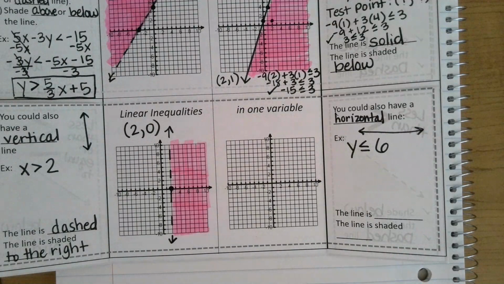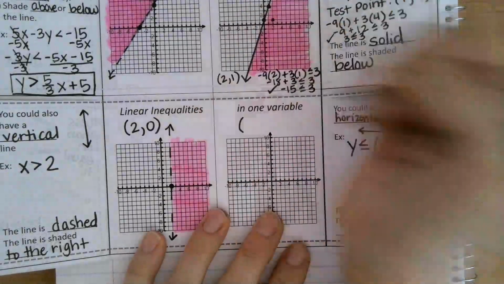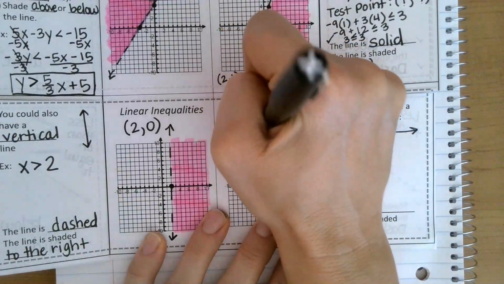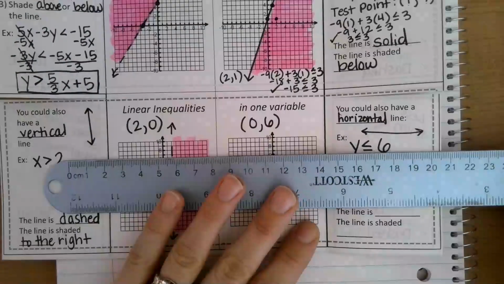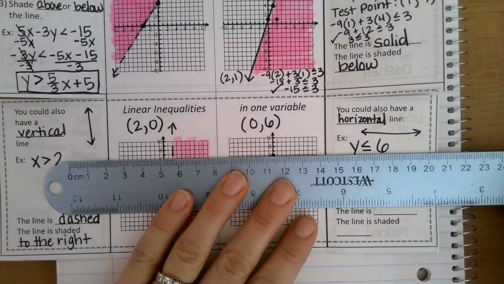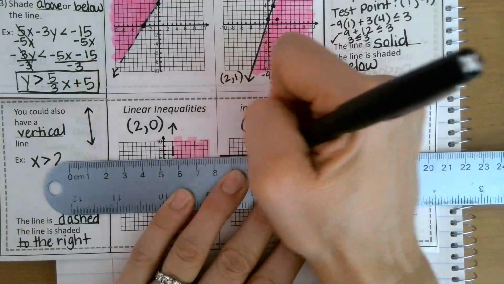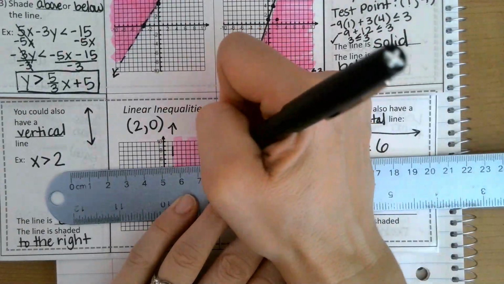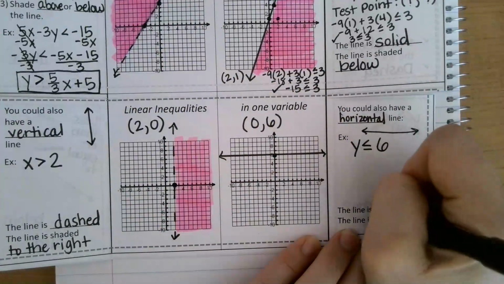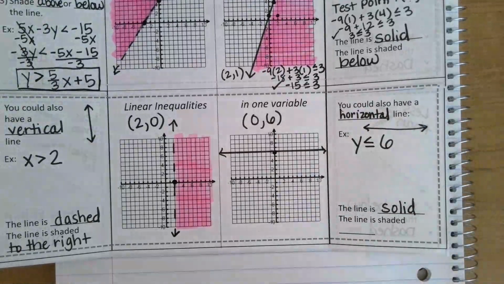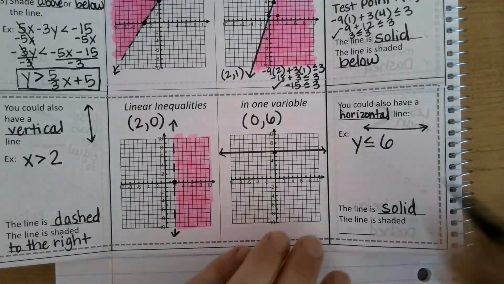So again, think opposite direction of the actual y-axis, because we need to show all the points that have a y value of 6. So that would go horizontally. So this one, you just need the y-intercept, (0, 6). And then we go horizontally. Would it be shaded or dashed? Or sorry, solid or dashed? Solid. So the line is solid. And then if it's less than or equal to, is it above or below? Below.